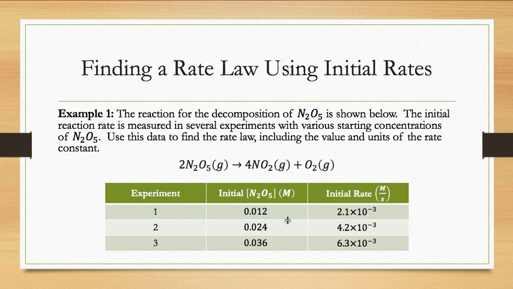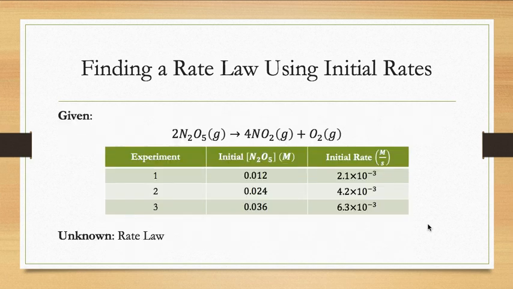Okay, so that's one experiment. In a completely different experiment, experiment 2, we start off with 0.024 molarity of N2O5, and we have an initial rate of 4.2 times 10 to the negative third. Okay? And then we have a new experiment, experiment 3, with a new initial concentration of N2O5 and a new initial rate. So the question wants you to use this data to find the rate law, including the value and units of the rate constant.